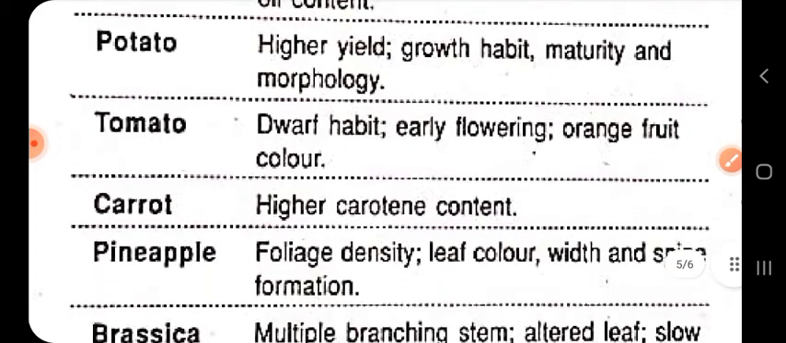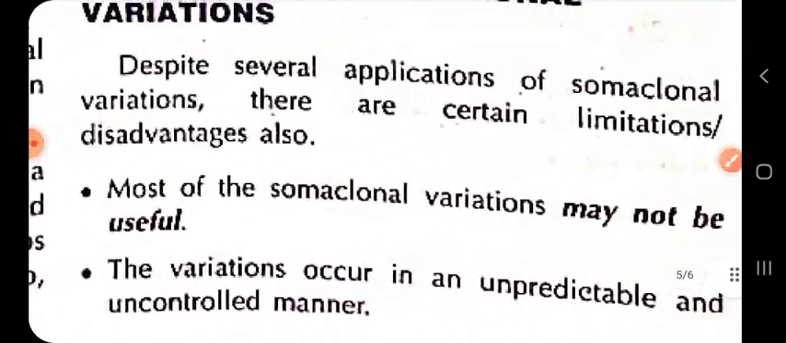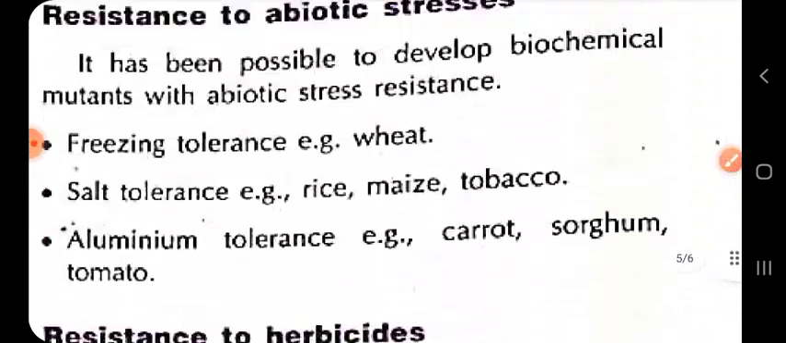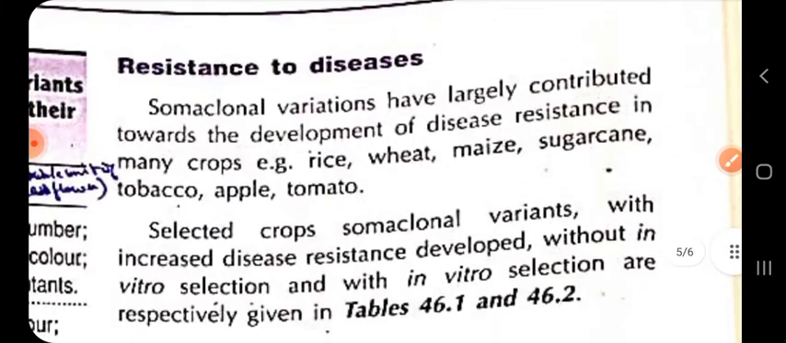Okay, so this type of beneficial characteristics we can observe if we are able to achieve such type of selective traits through somaclonal variation. Second thing is resistance to disease. One example I have already said in the flowchart in the previous pages.